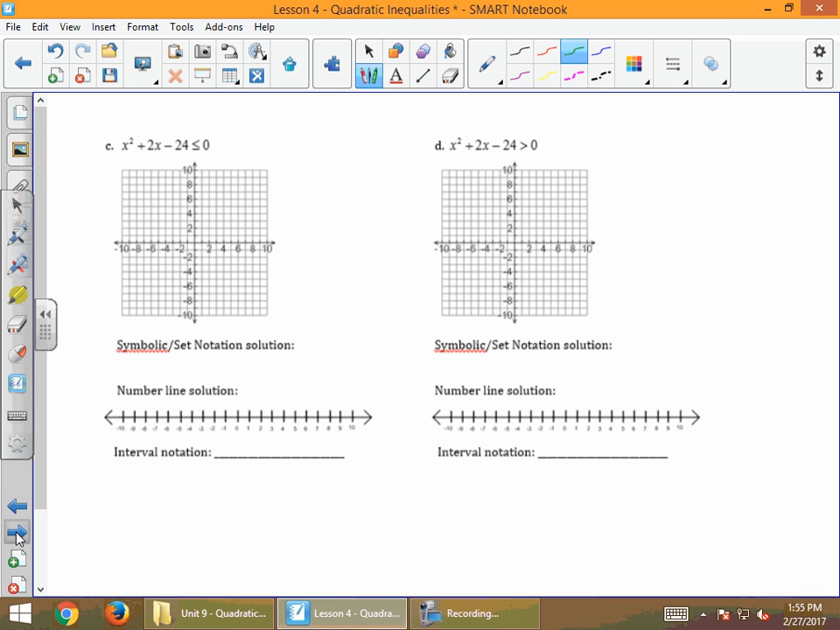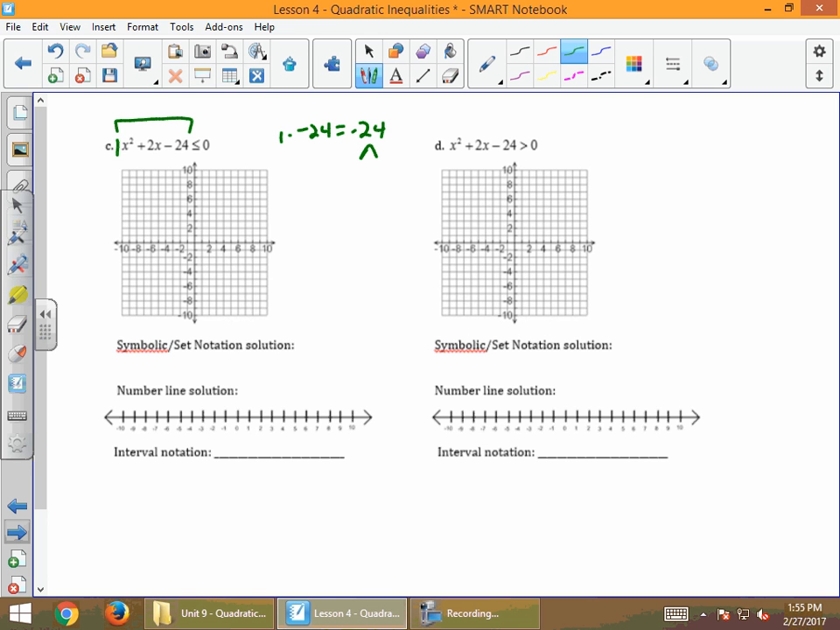Already set to 0, so we're going to go ahead and factor. There's 3 terms, so how do we have to factor? Split the middle. So we have a 1 out in front. Multiply the first and last. 1 times -24 is... So what are all the factors of -24?